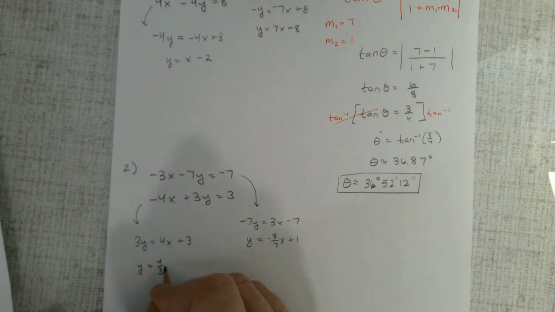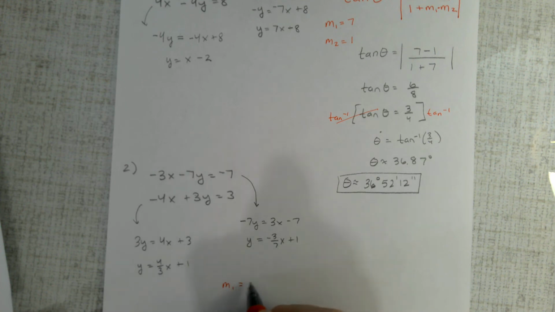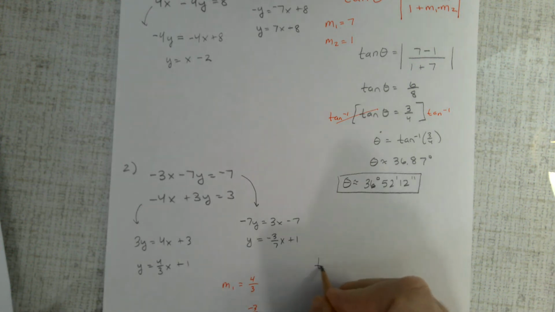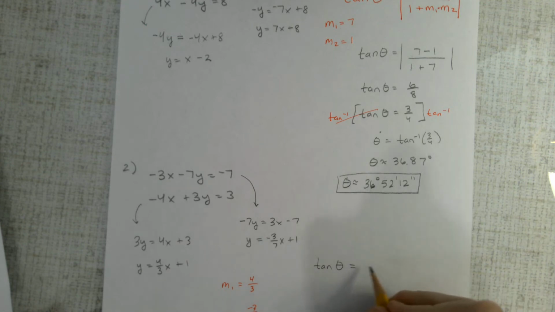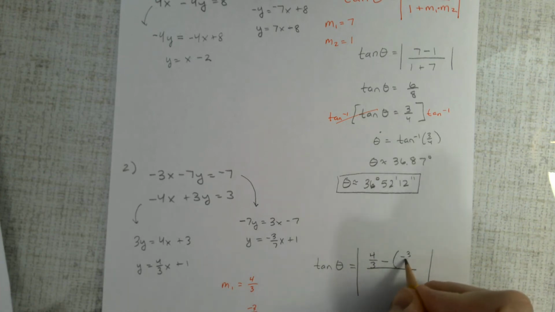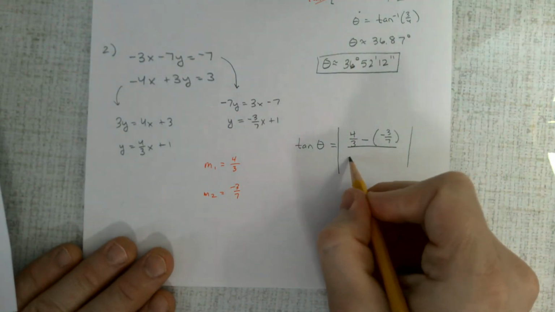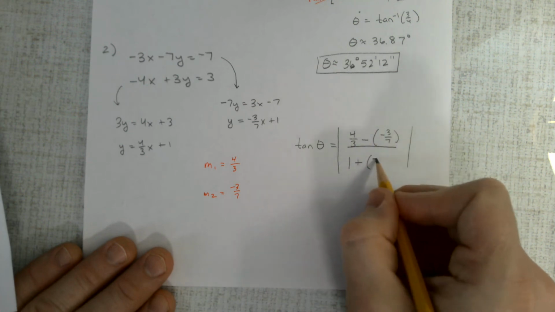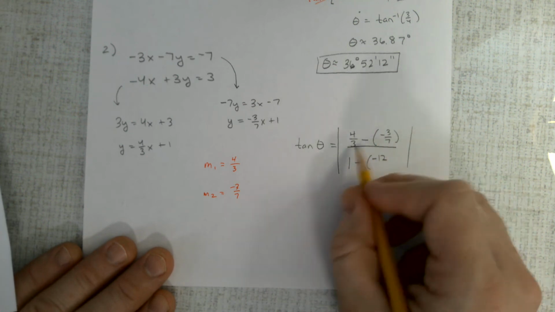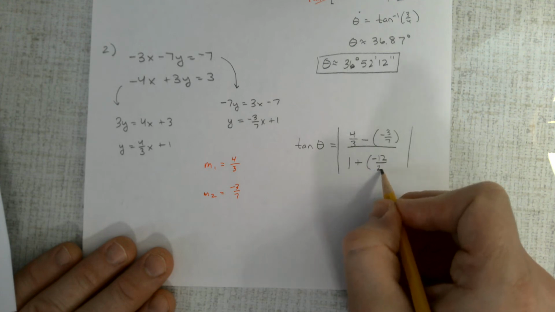Y is equal to 4/3 x plus 1. Alright, M1, let's just call this one M1, 4/3. Let's call this one M2. Doesn't matter. Remember, we're doing the absolute value. So I have the tangent of my angle is, and here's where it's going to get a little bit messy. I'm going to have 4/3 minus a negative 3/7. And on the denominator 1 plus, the slopes multiplied to be negative 12 over 21.